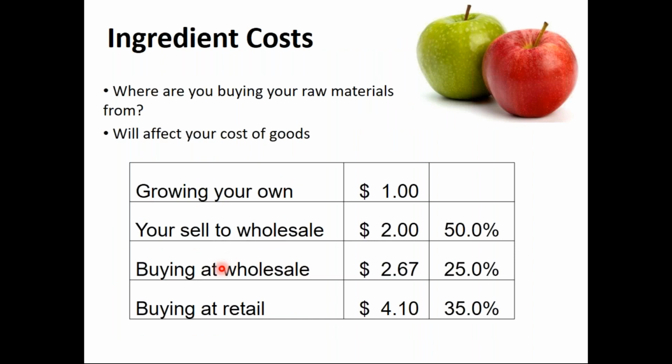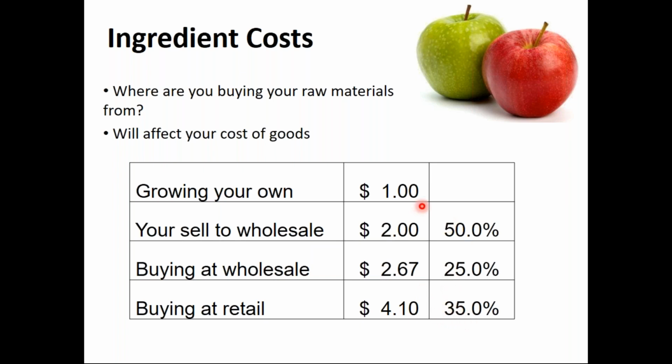So just as an aside to that point, let's say we're looking at one ingredient for making apple pies, so the apples. Let's say if you're growing your own and your cost of production was $1 for an amount of apples to make a pie. You might sell them to a wholesaler for $2. The wholesaler would sell them for $2.67. A retailer would sell them for $4.10.